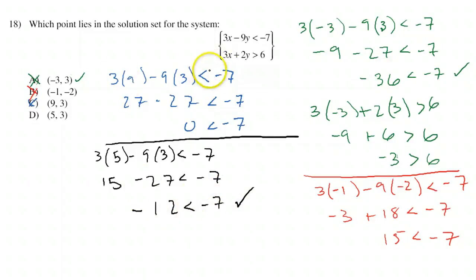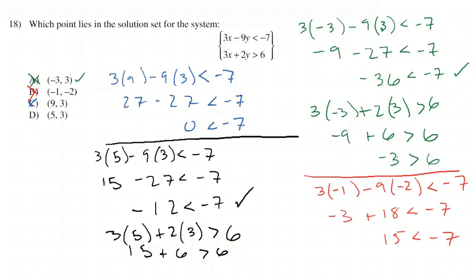Now we've got to just double check the second one. So if I plug it in there, I get 3 times 5 plus 2 times 3 is greater than 6. And let's see, we're going to get 15 plus 6 is greater than 6, and definitely 21 is greater than 6. So it works for both. That, as we found out earlier, is going to be my solution.